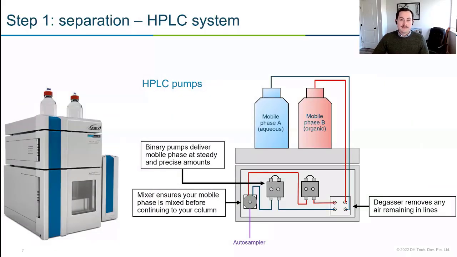But let's get into LC. So what makes up an LC? Let's start with the top. First, we have our mobile phases. We typically have two mobile phases. Our first mobile phase would be mobile phase A.